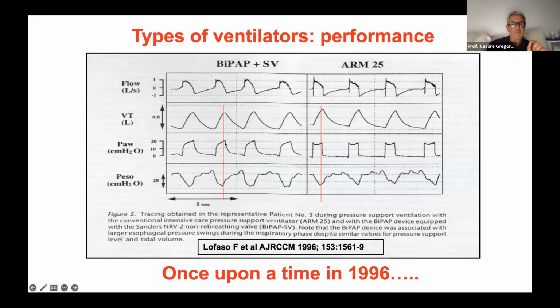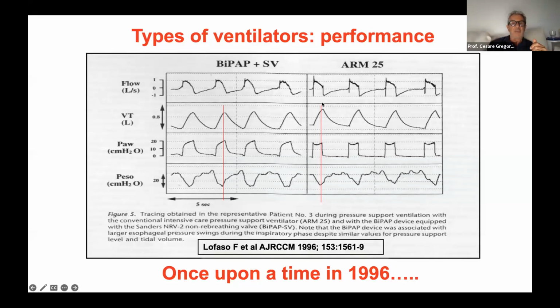As you can see, the pressure applied to the respiratory system is exactly the same, this 20 centimeters of water, the same on the left and the same on the right. But if you look at the effort of the patient, measured by the swing in esophageal pressure, the high compressor air ventilator performed much better.